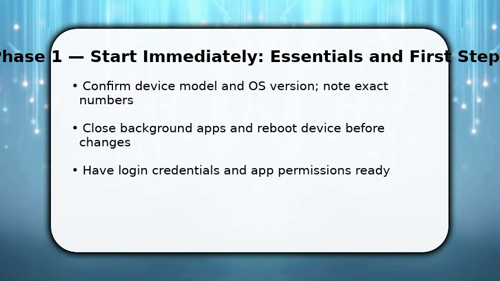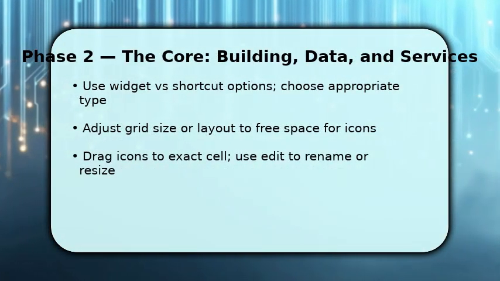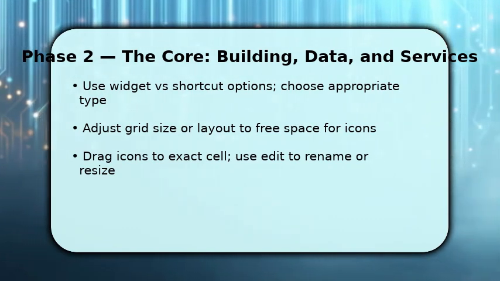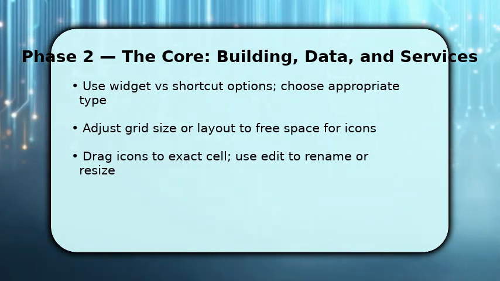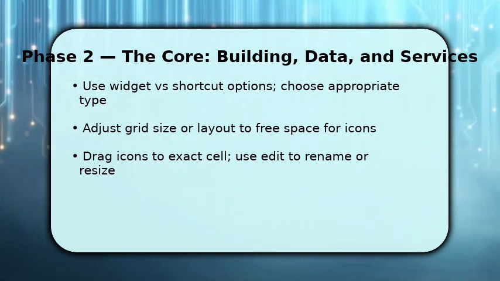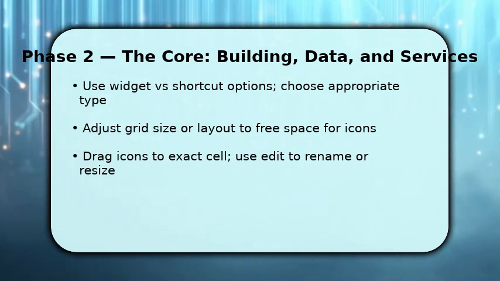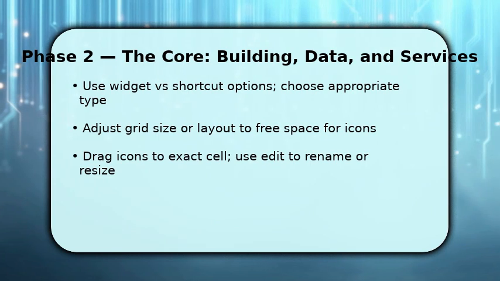Once done with initial placement, you focus on the detailed execution. Pick widget or shortcut depending on whether you need live content or just an app link. Then, adjust grid size or layout to create the necessary free cells. This prevents automatic stacking. You should drag the icons slowly to the target slot.